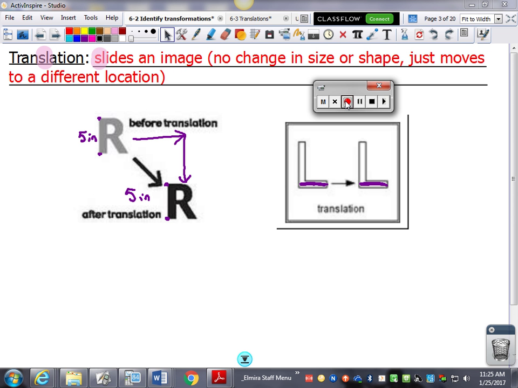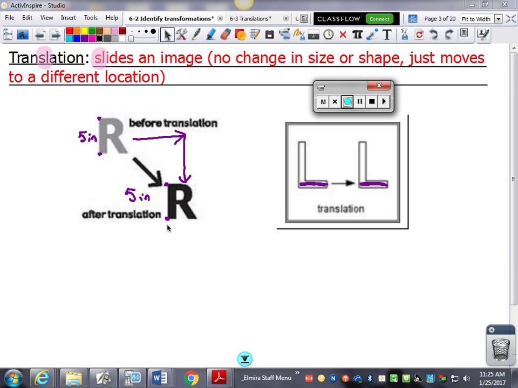So this shows a diagonal arrow moving the R from one position to the other, but to be honest, it's not a one direct movement, it's actually two movements, it's across and down. And what I mean by changing size is if I labeled this R as being 5 inches tall, the other R would also be 5 inches tall, even if I didn't label it.